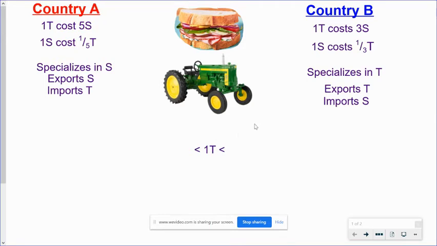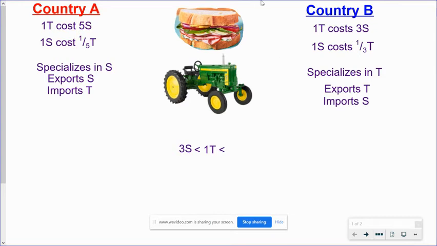Let's talk first of all about one tractor. Well, who's making the tractors? That definitely is going to be country B. And they're going to be trading this one tractor, and they're going to be getting sandwiches. Now, they could give up one tractor and actually cost them 3 sandwiches. They would get 3 sandwiches instead. So they would like to be able to get more than what they do on their own. So, ladies and gentlemen, what we would say is at that point in time, that one tractor from country B's perspective, they'll trade if they can get more than 3 sandwiches.